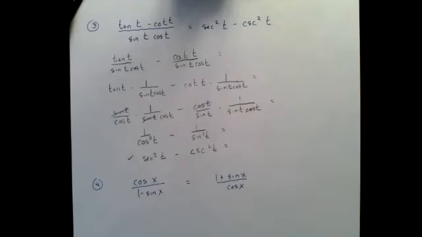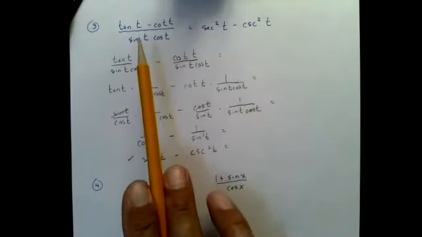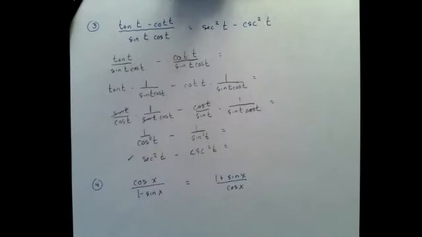Can you tell me if I did this right? Wait, let me look and see what I actually did. I converted tangent and cotangent to sine and cosine. So cosine over sine minus sine over cosine, all divided by sine times cosine.